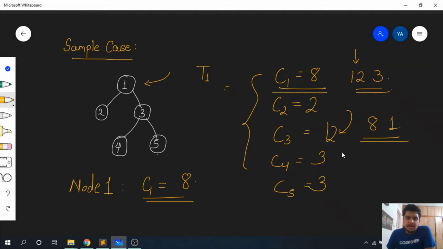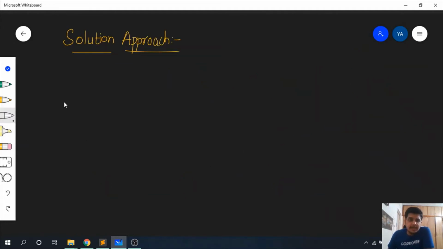So I assume that you have understood the sample case, and now with this we will be proceeding to the solution approach. Now let us look at the solution approach. First let us try and calculate the number of topological orderings of a particular node. So say let the node be U. So basically what we are doing is that we are rooting this tree at the U node.